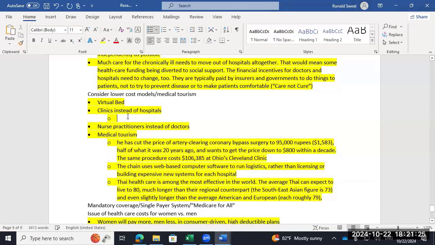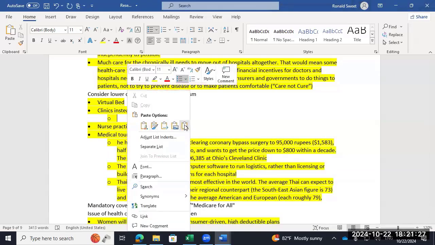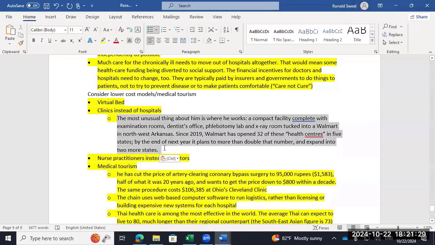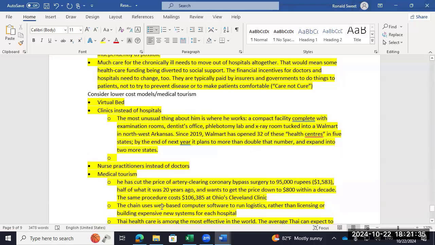I'll put that in our clinics instead of hospitals. Again, I love it. I love seeing a Walmart. Walmart does have an incentive to keep costs down.